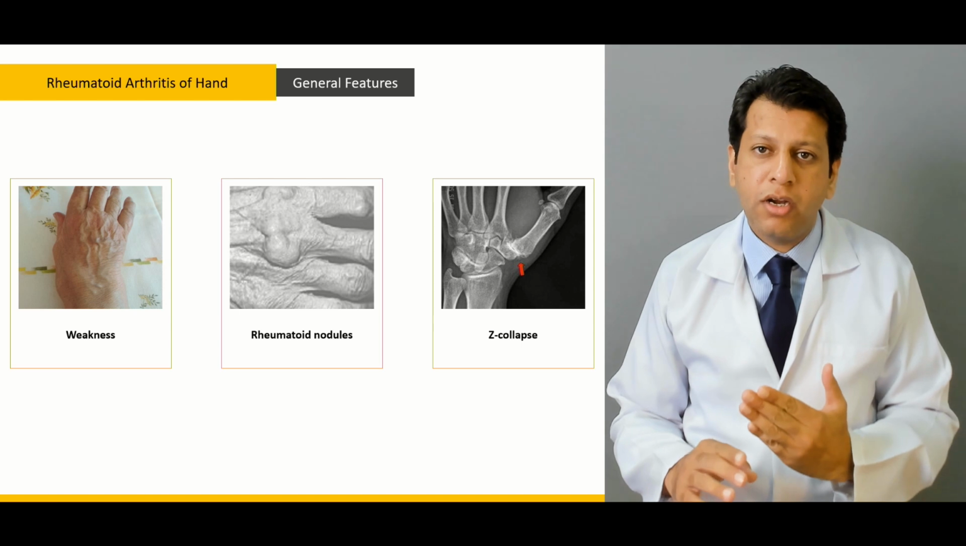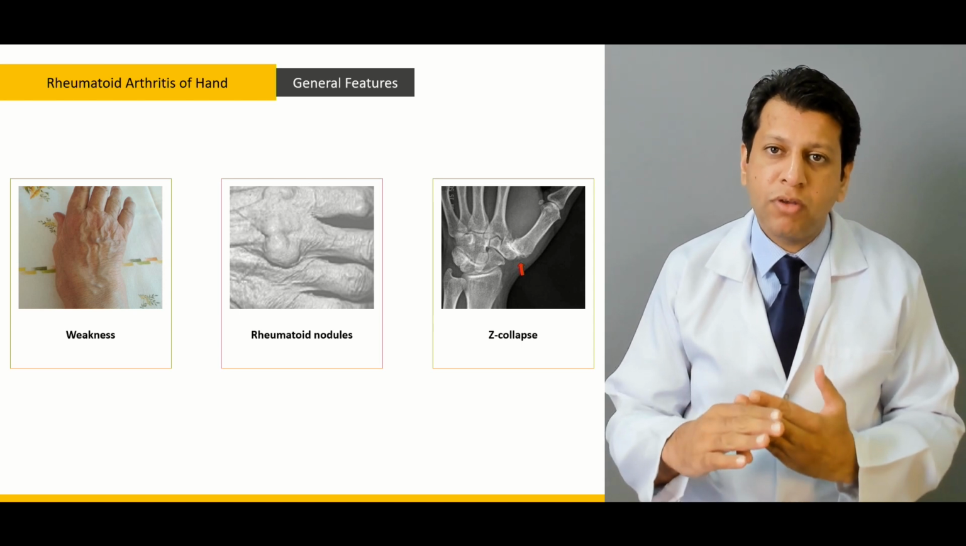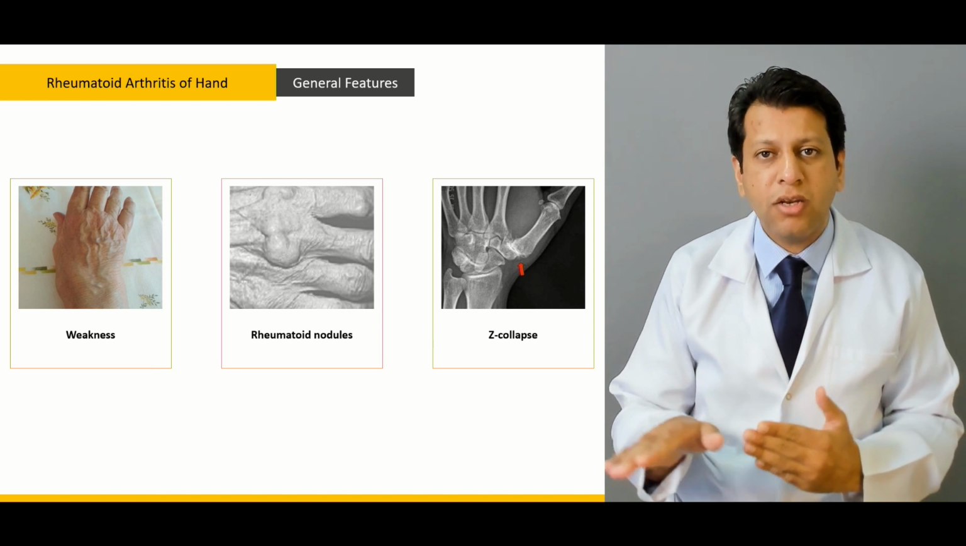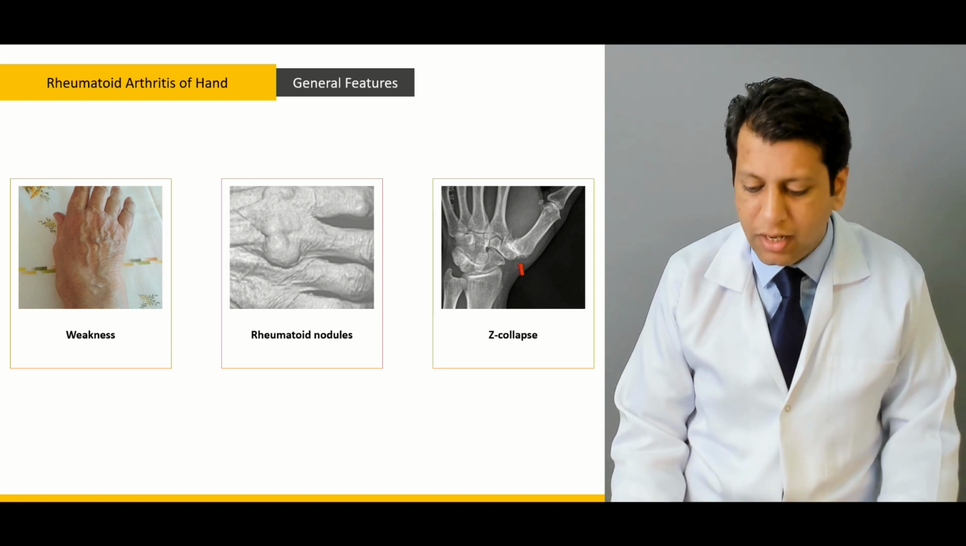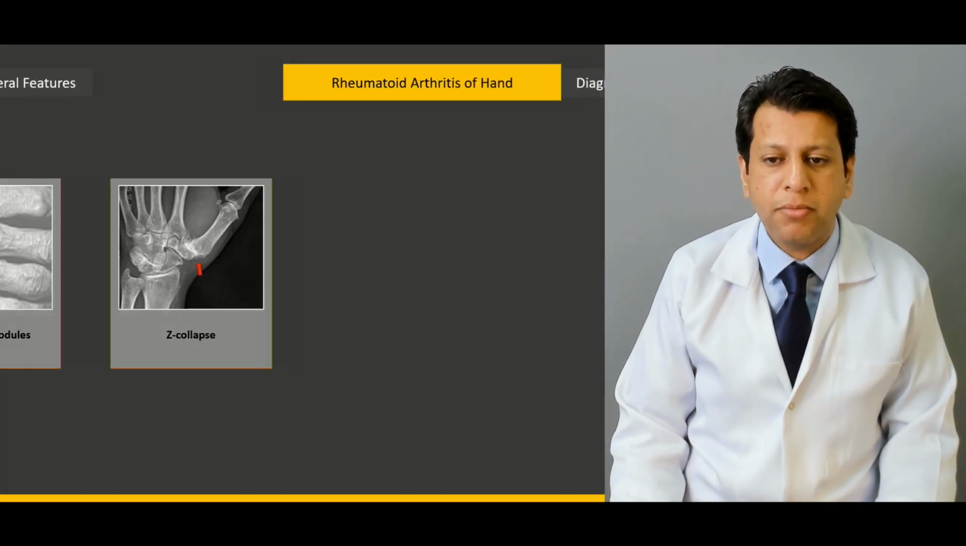Because this results in a zigzag kind of deformity. The wrist is going radially, then carpal bones are going volarly in a different direction, then metacarpals again going radially, and then fingers are going ulnarly. So it actually produces a zigzag kind of deformity, leading to Z collapse.